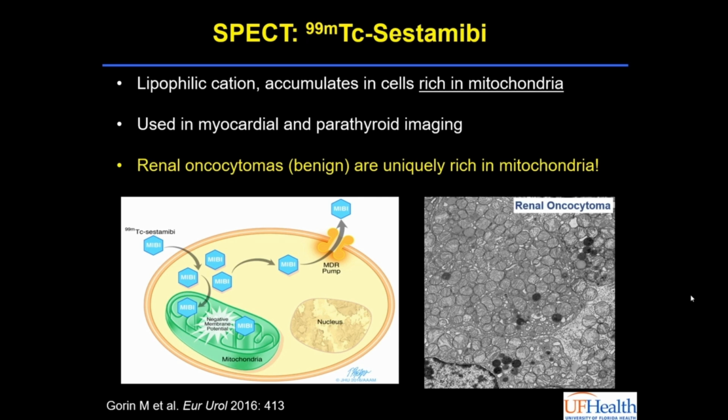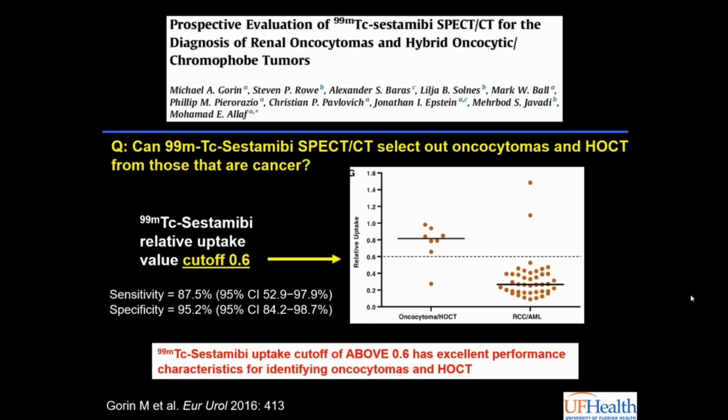But it is so interesting that the benign tumors we talked about before, renal oncocytomas, are uniquely rich in mitochondria, very different from the other subtypes of kidney tumors. So, since they have a lot of mitochondria, we can capitalize on this. If these mitochondria will take up the sestamibi, could we use this as a scan to identify those that are renal oncocytoma? And their preliminary data actually shows that we can.